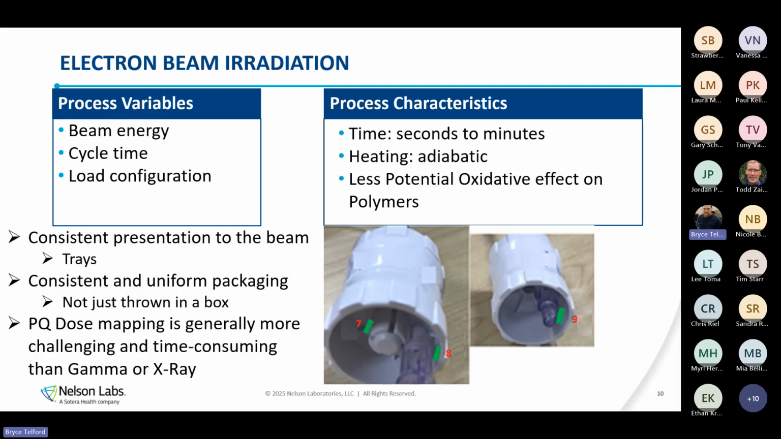So one of the questions I usually get is, well, why do I need two different dose maps for electron beam? Why can't you just use my production dose map? And the answer really comes down to the dose delivered and the configuration.